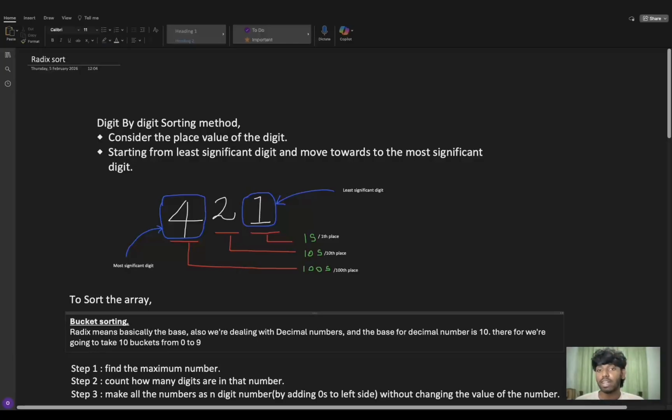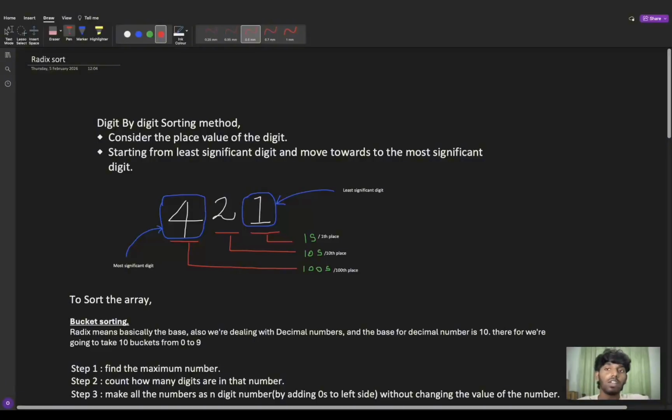The purpose of Radix Sort is to sort a large set of integers or fixed length strings more efficiently, especially when numbers have a limited number of digits, and also when you want sorting faster than comparison sorts in practice. Okay, so the Radix Sort follows the digit by digit sorting method. So we consider the place value of the digits.